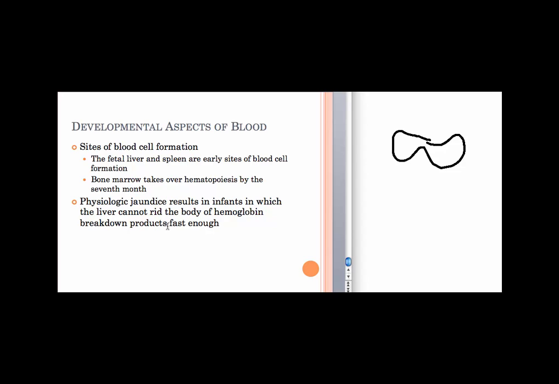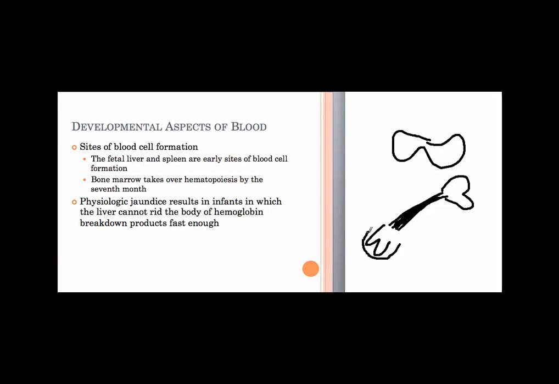Alright, looking at developmental sites of blood within a fetus, the spleen and the liver are the early sites of blood formation, and then eventually we have the bone marrow. And if you remember, if you look at long bones, in children, red bone marrow is found within the diaphysis. Okay, so we have all that red bone marrow here. Red blood cell formation is found within the diaphysis.